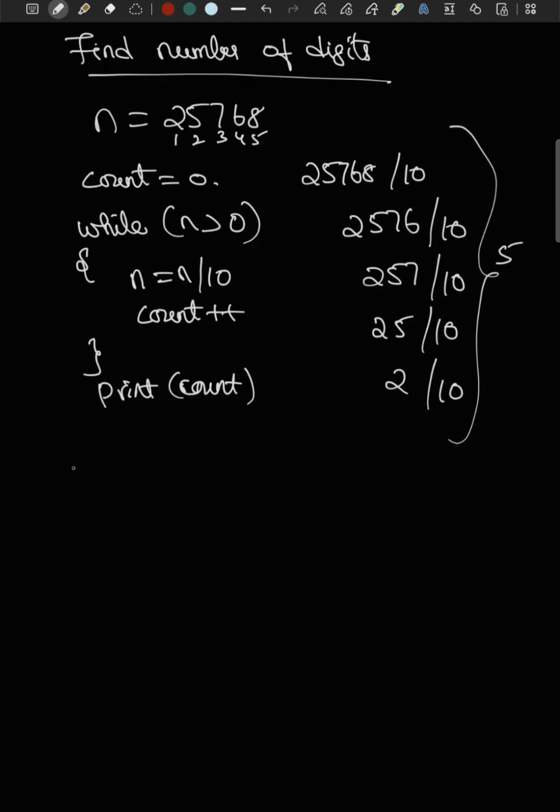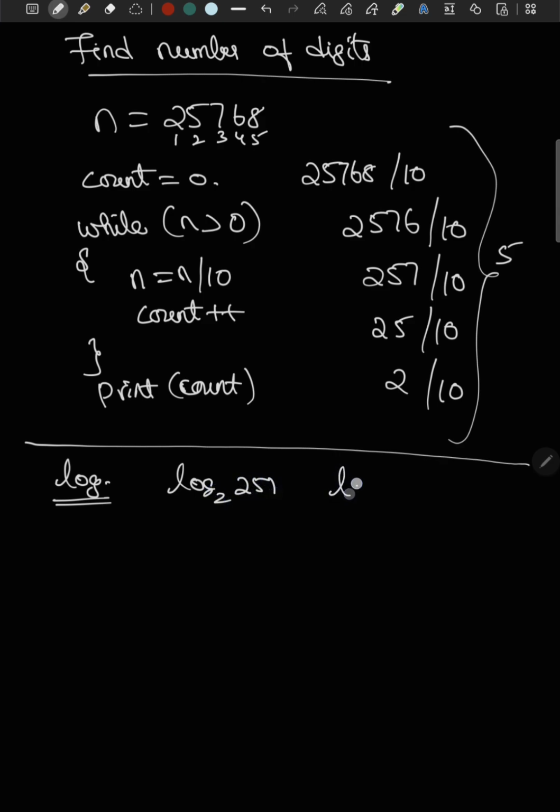So we can do this in another way. To understand that, we need to understand what a logarithm is. So let's see what logarithm is. We have something like log base 2 of a value, or we can have log base 10 of something. So let's see how logarithm of base 2 is calculated, and how logarithm of base 10 is calculated, and then we'll check how we can calculate the number of digits using the logarithm.